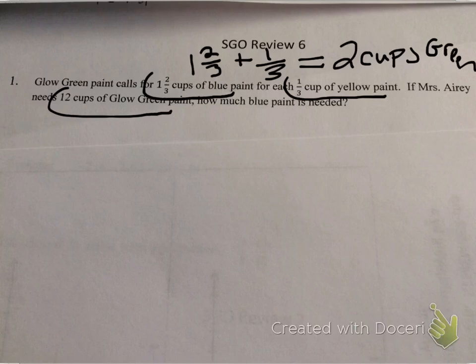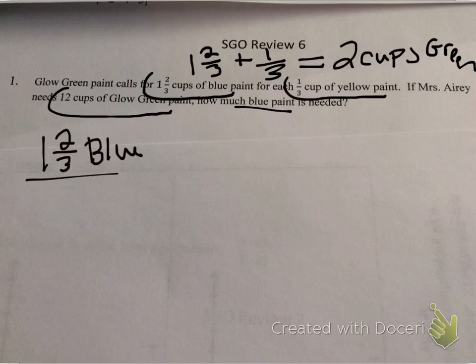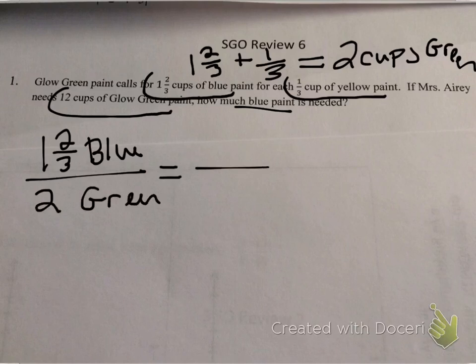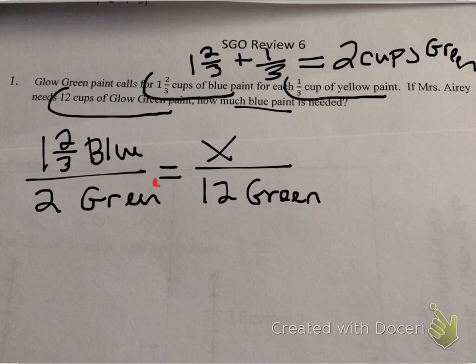Okay, so I'm going to need that when I find out how much blue. I'm going to take my cups of blue, which is 1 2/3, to a total of 2 cups of green. And I'm going to set that equal to 12 cups of green. We want to know how much blue. Okay, we could use our multiplication method here because 2 times 6 is 12. So 1 2/3 times 6.